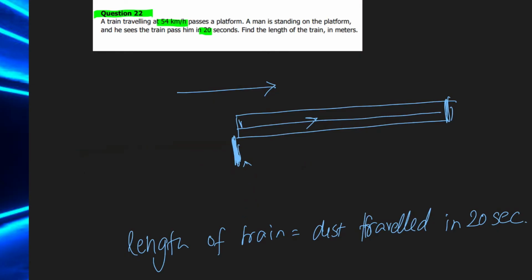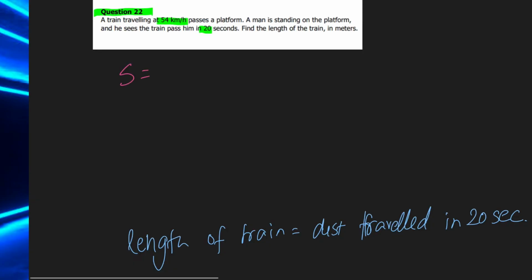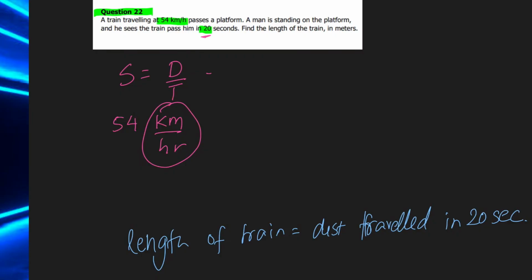Now let's clear this. All right, we already know the speed is distance over time. Now this speed is 54 kilometers per hour, but our time is given in 20 seconds. So we will have to change our units into seconds, and also we have to find the answer in meters. So we have to change this into meters and this into seconds.